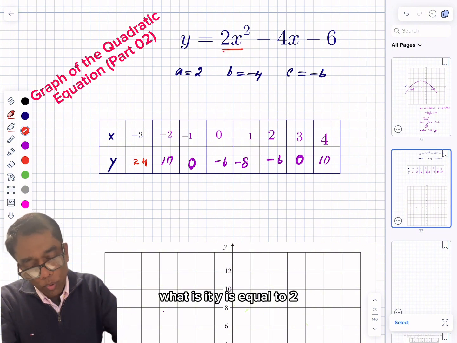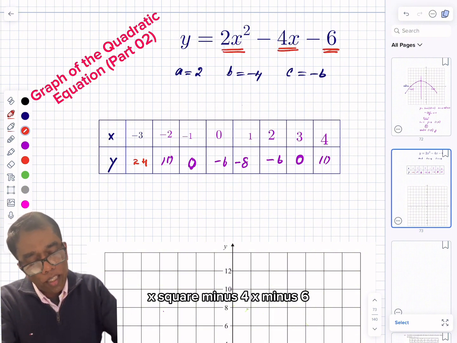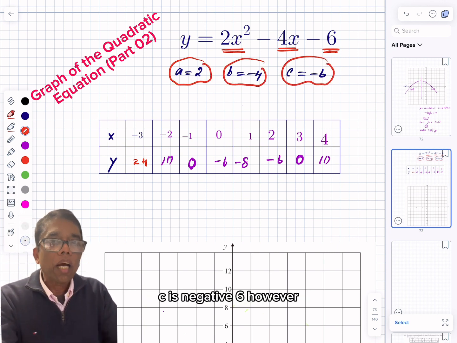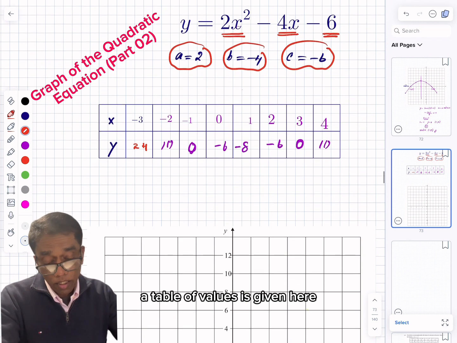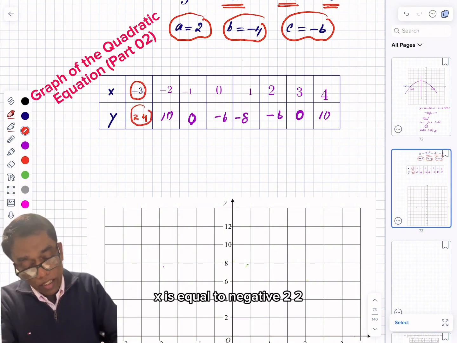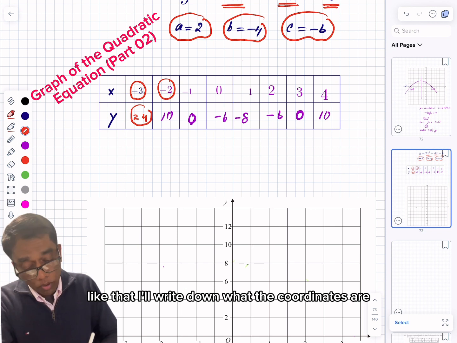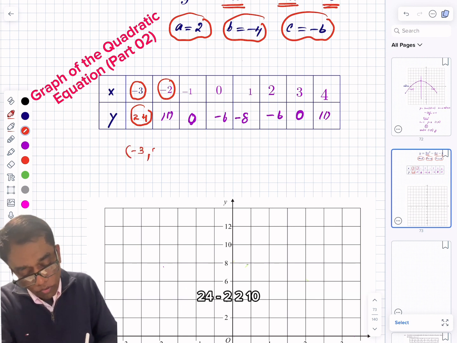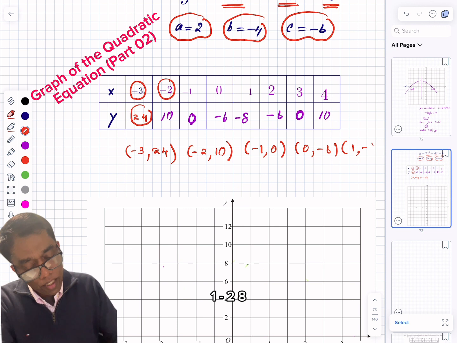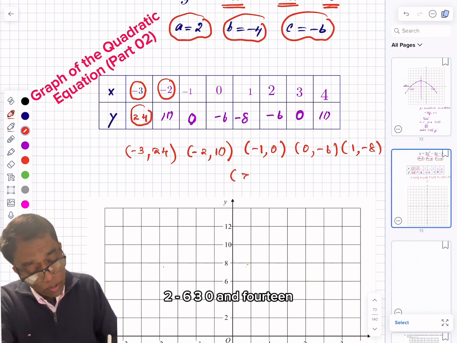y is equal to 2x squared minus 4x minus 6, where a is 2, b is negative 4, c is negative 6. A table of values is given here. When x is equal to negative 3, y is 24, x is equal to negative 2, like that. I'll write down the coordinates: (-3, 24), (-2, 10), (-1, 0), (0, -6), (1, -8), (2, -6), (3, 0), and (4, 10).